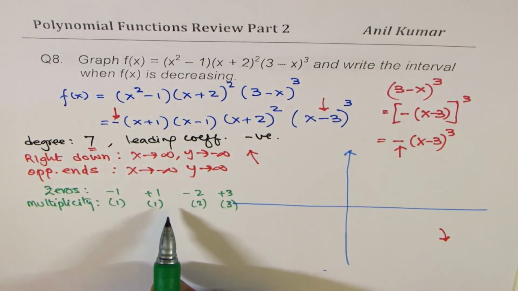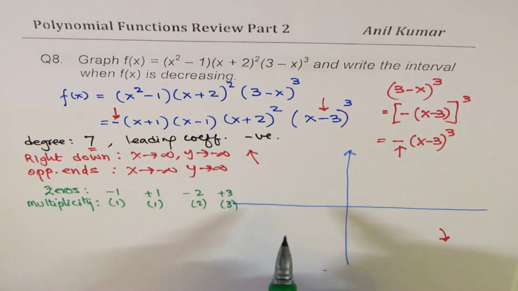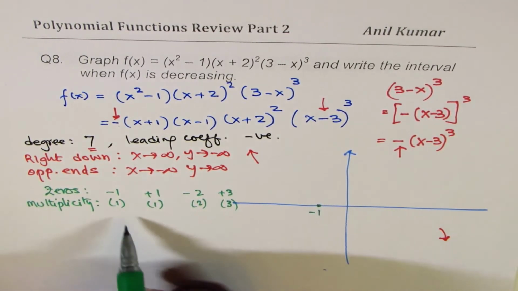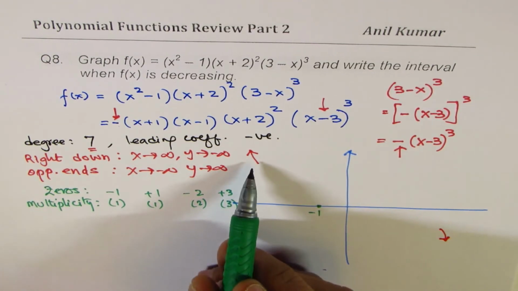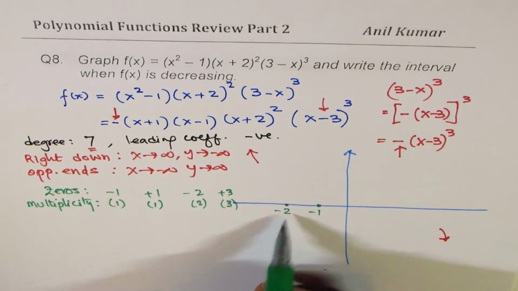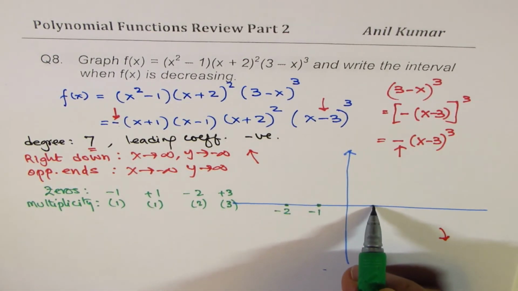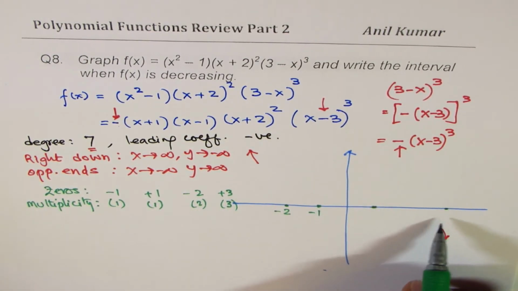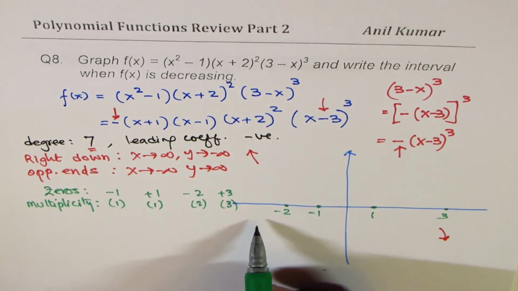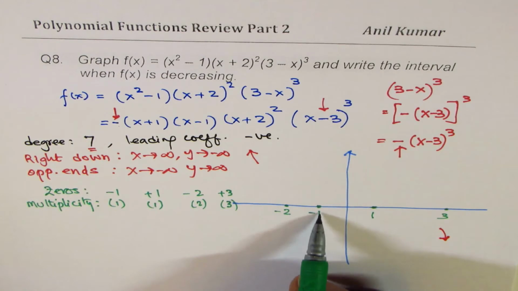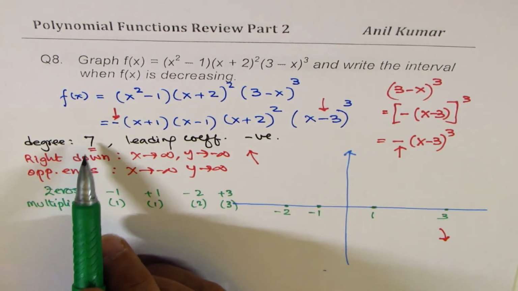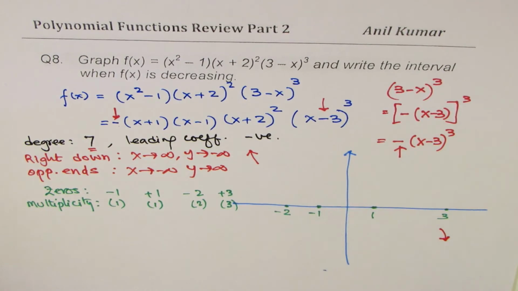Now let's mark these zeros. So let us say this is our -1. Now we know the end behavior is like this. -2, this is -2. Then we have +1, and let's say +3 is here. So for the quartic equation, we have these four, for heptic, this is 7. For the heptic equation, we have these 4 zeros.